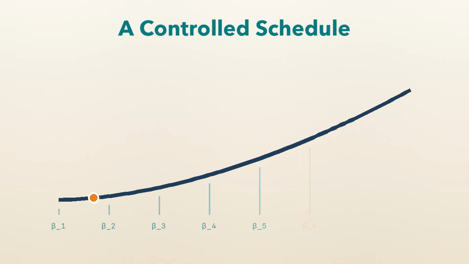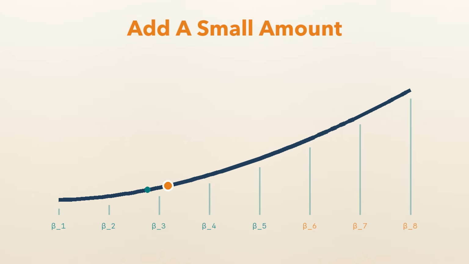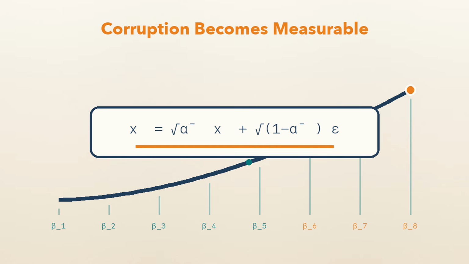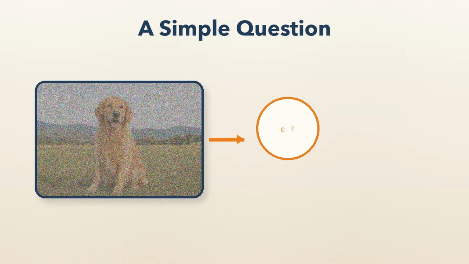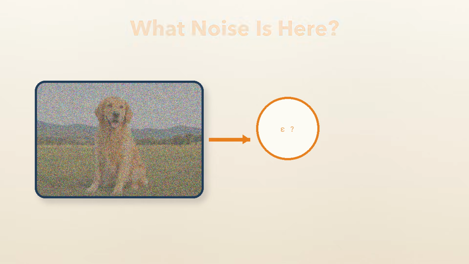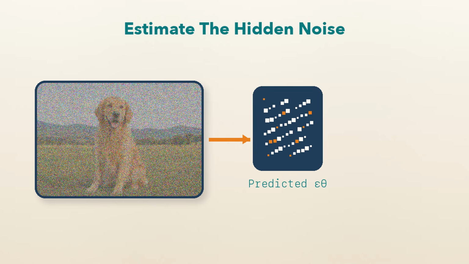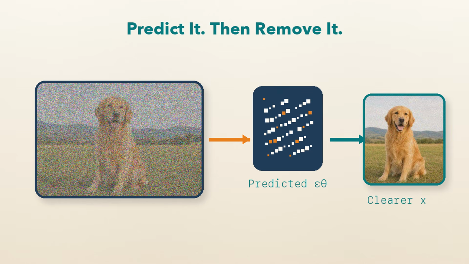It follows a controlled noise schedule. At each step, a small amount of random noise is added. Because the schedule is known, the system also knows how much noise was added. This turns image corruption into a measurable mathematical problem. The model is then given a noisy image and asked a simple question: what noise was added here? It does not directly guess the final image. Instead, it learns to estimate the noise hidden inside the current image. If it can predict the noise accurately, it can begin removing that noise.